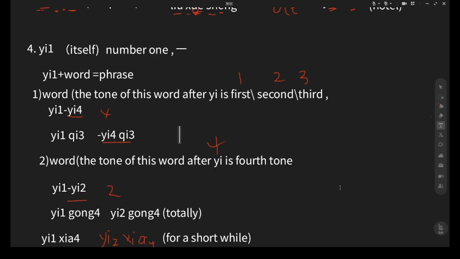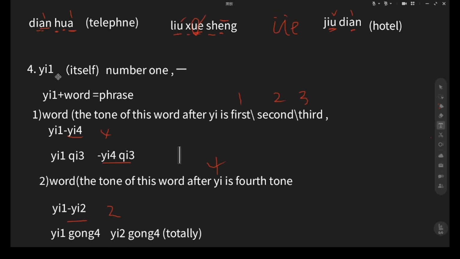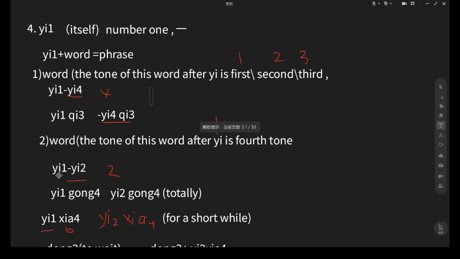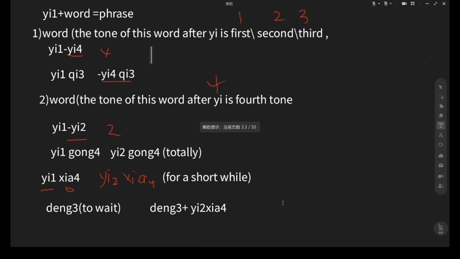So let's do a quick review. You see? The self sound of E is E, flat tone, which means number 1. And if the tone of the word after E is first, second, or third tone, then E changes to fourth tone. And if the tone of the word after E is the fourth tone, then we change this E to the second tone. So try to remember this rule, okay?